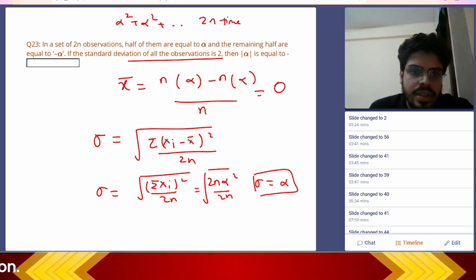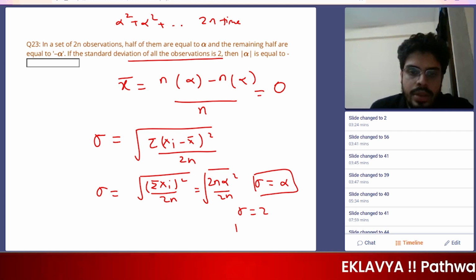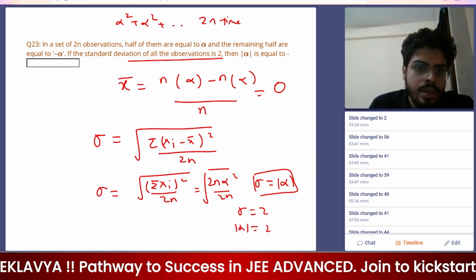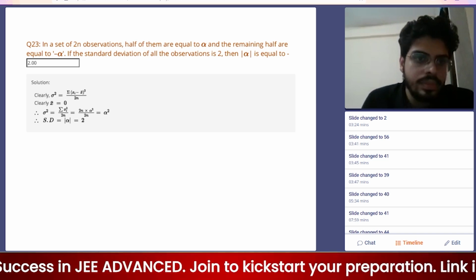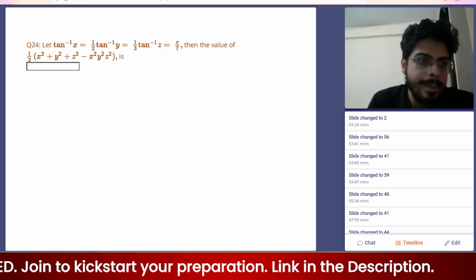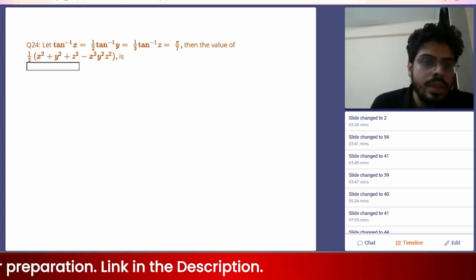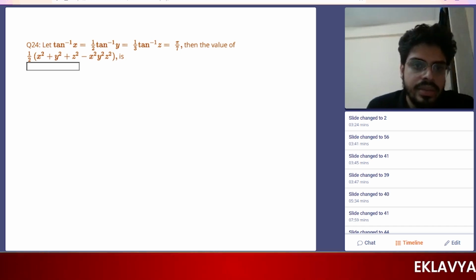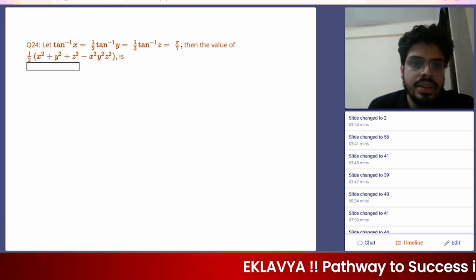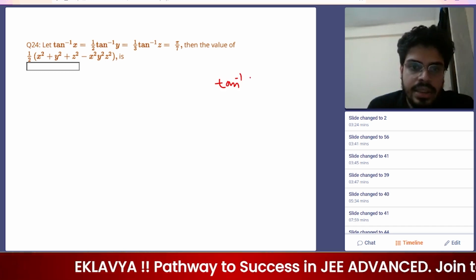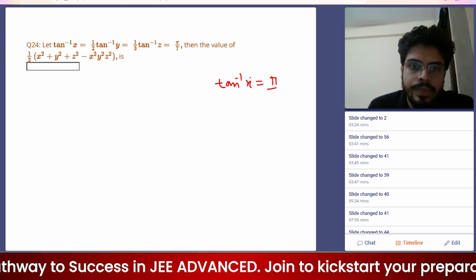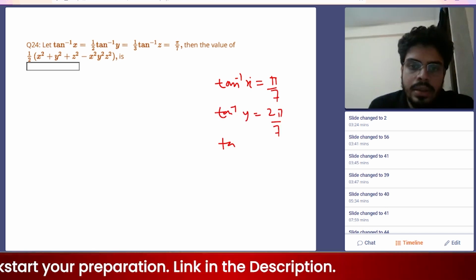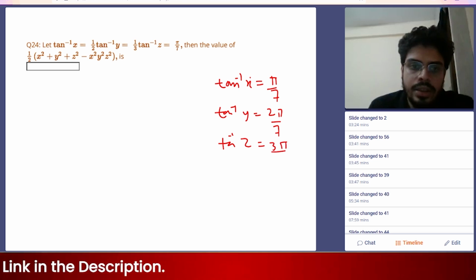The standard deviation is given as 2. So sigma is equal to 2, therefore modulus alpha is equal to 2. So answer will be 2. Okay, this is the 24th question. Here we have tan inverse x equal to half tan inverse y equal to 1 by 3 tan inverse z. So basically tan inverse x is equal to pi by 7, tan inverse y is equal to 2 pi by 7, and tan inverse z is equal to 3 pi by 7.